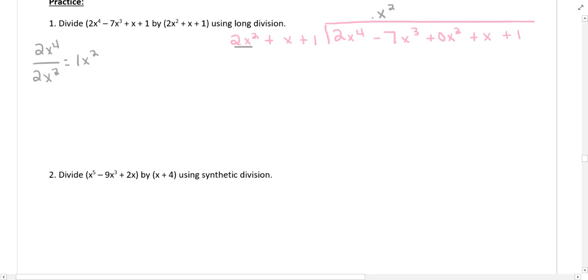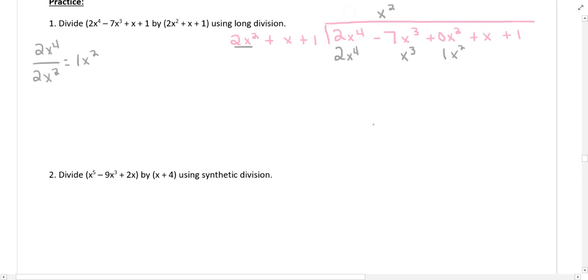I write it on the top of my division bar. Then I am going to distribute the x squared. So x squared times 2x squared gives me 2x to the fourth. I write it underneath my divisor here. Then x squared times x gives me positive x cubed. And then x squared times 1 gives me 1x squared.